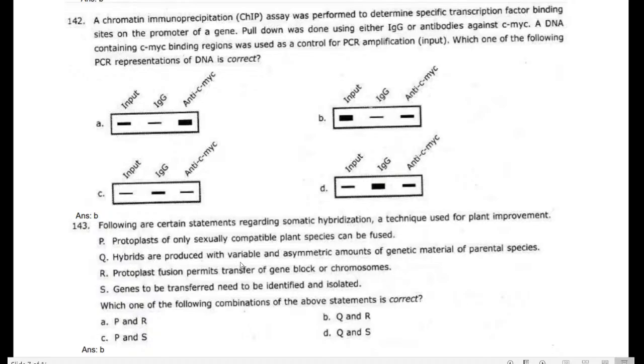Hybrids produce a variable and asymmetric amount of genetic material of the parental species. Another one is protoplast fusion, which permits transfer of gene blocks and chromosomes. The protoplasts allow the fusion. That is the major reason in plants. Whenever you are studying somatic hybridization, the protoplast plays a key role, having similar organelles to a plant cell, except for the cell wall.